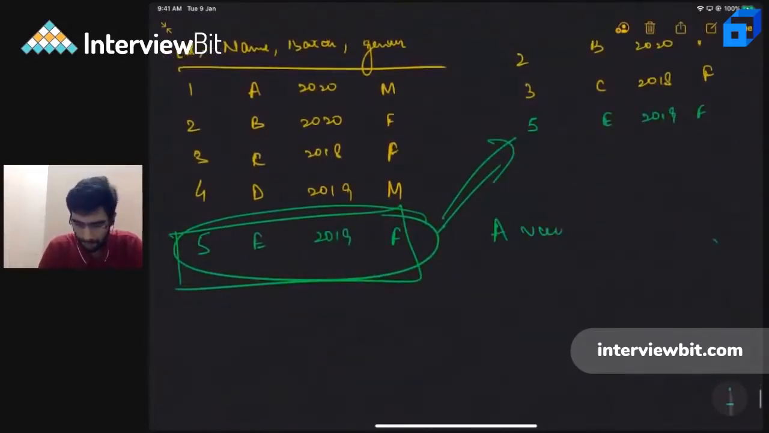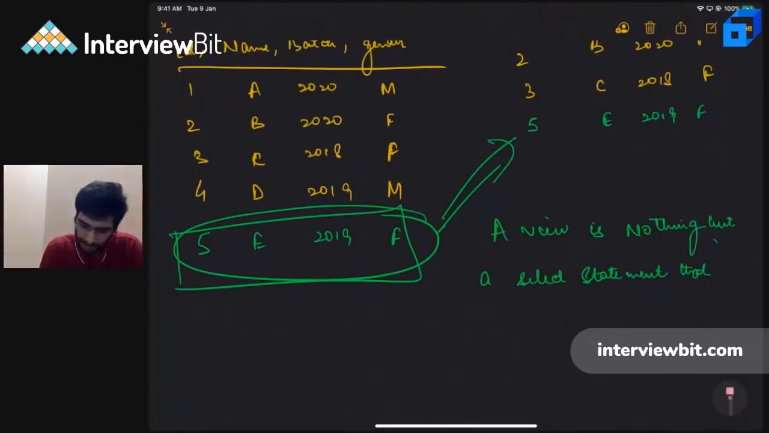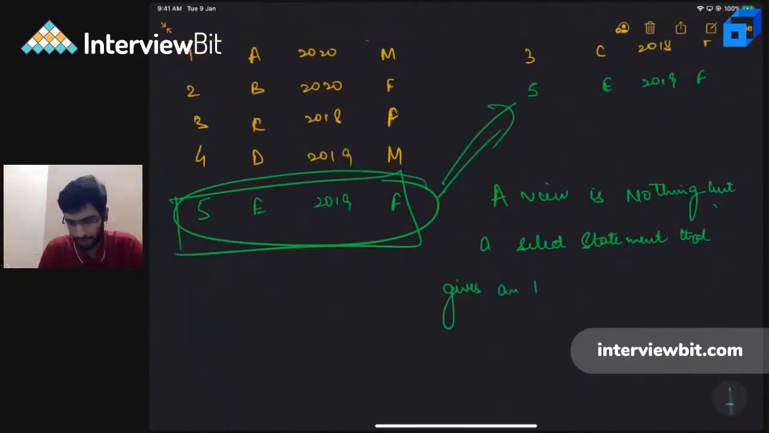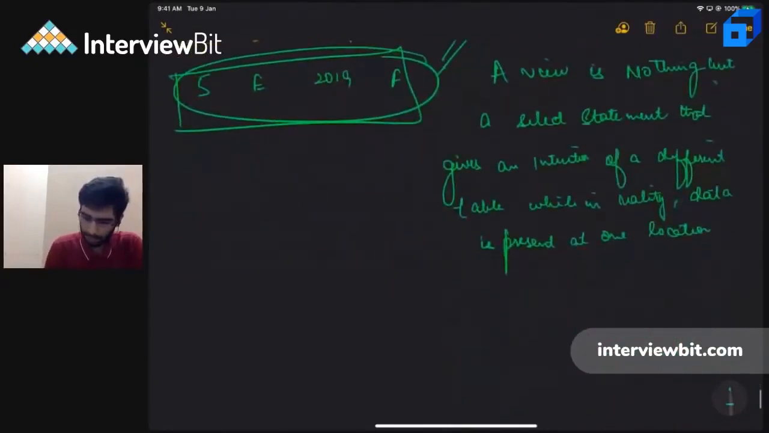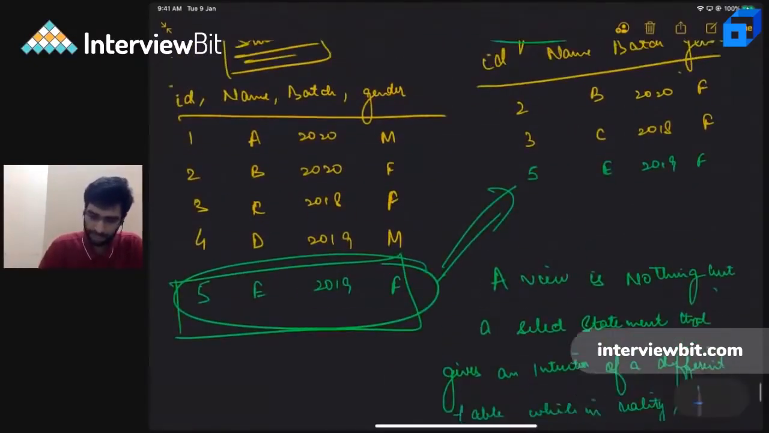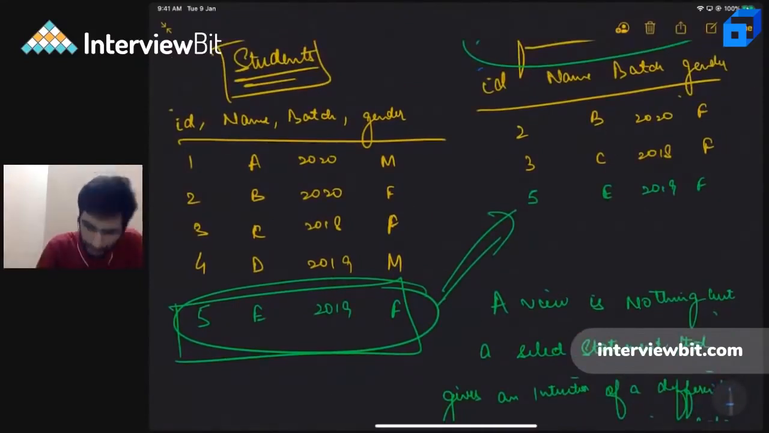So a view is nothing but a select statement that gives an intuition of a different table, while in reality data is present only at one location. Let us see how this works. Suppose we have this data only, then what will a view do? A view is kind of like a camera over that thing. It allows you to see this thing but with a filter.